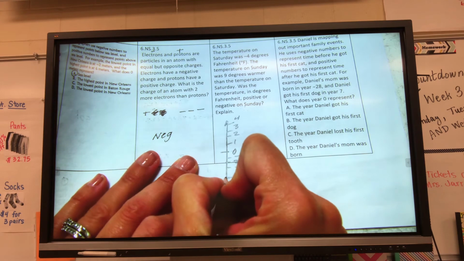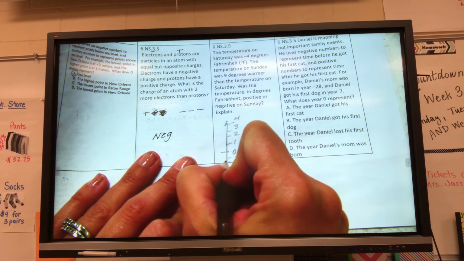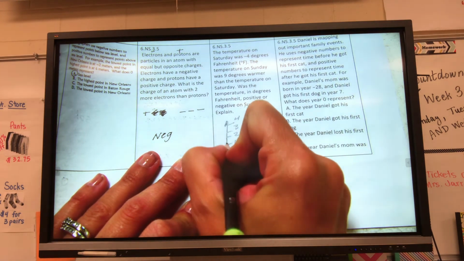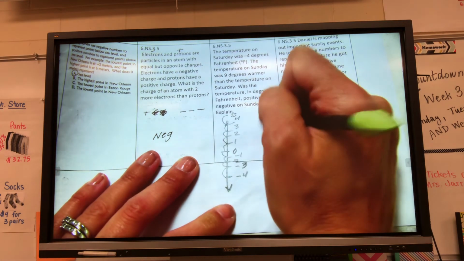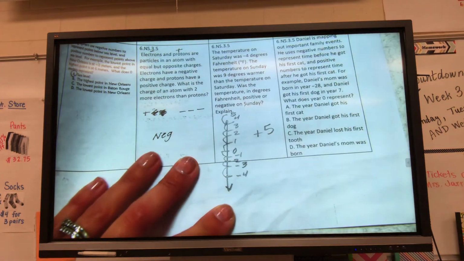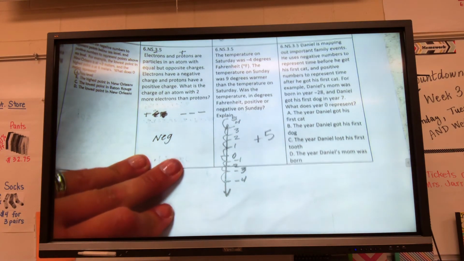So if we start here and we jump 9 times up, 1, 2, 3, 4, 5, 6, 7, 8. We have to go one more. So it's going to be 5. So it's going to be a +5. So our temperature for Sunday would end up being a +5.